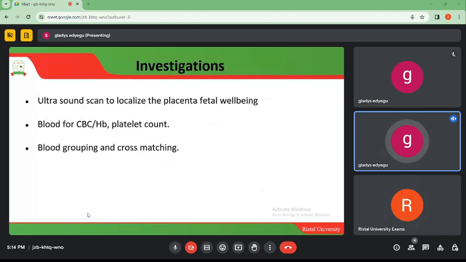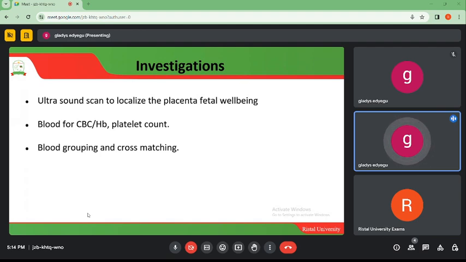So, what could be the investigations? The investigations that can help us, besides the signs and symptoms, for us to really understand and take this mother as having placenta previa, we need to do an ultrasound scan, which can help us to localize the placenta and assess fetal well-being. And then we can also do blood for CBC, and then HB and the platelet counts. So when these mothers come in, it is very important for us to know the CBC, and the CBC can give us the hemoglobin level estimation. It can tell us the platelet counts, and this can help and guide us in the intervention of these patients.